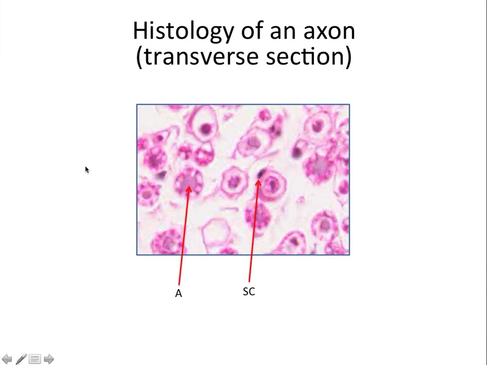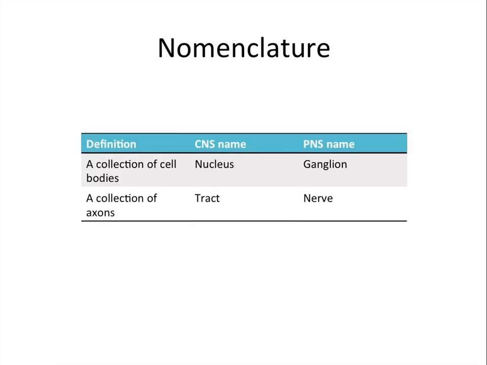And a final note on nomenclature. And nomenclature is just a fancy science term for the way we name things. And so a collection of cell bodies in the central nervous system is called a nucleus. And don't get confused, because we also have, of course, cell nuclei, which is an organelle, okay? This is not the same thing. A cell nucleus and a neural system nucleus is not the same thing.